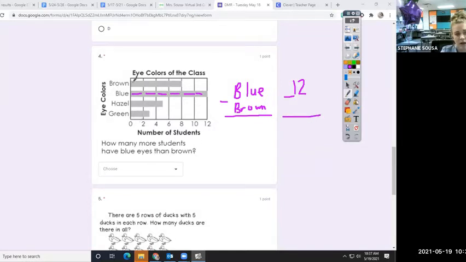My brown eyes are 2, 4, 6, 8. 8 students have brown eyes. So I'm going to solve 12 subtract 8. 2 subtract 8 is impossible, so I'm going to regroup into 12 ones and 0 tens. 12 subtract 8 is 4, and 0 subtract nothing is 0. So our correct answer is 4 more students have blue eyes than brown. Questions on that one?